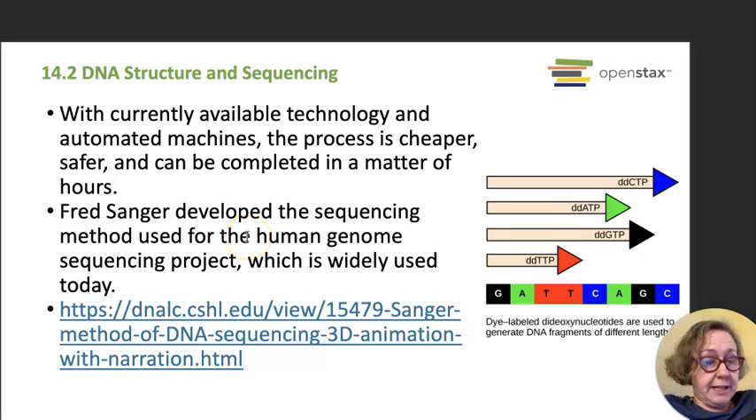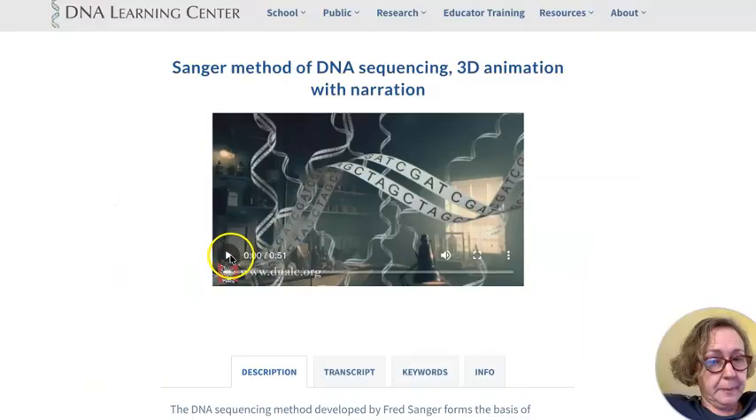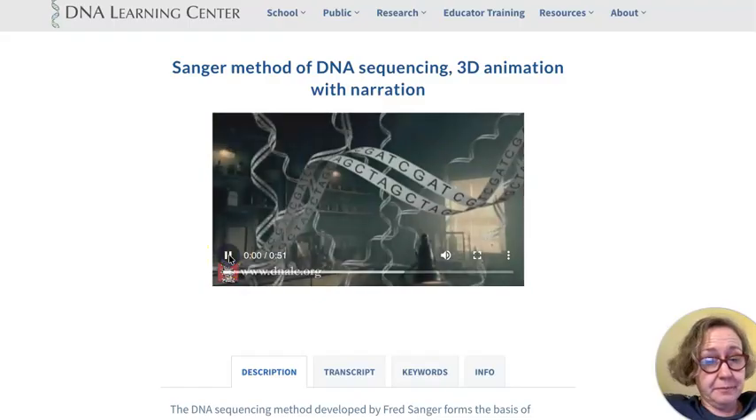With currently available technology and automated machines, the process is cheaper and safer and can be completed in a matter of hours. Fred Sanger actually developed the sequencing method, which was used for the Human Genome Sequencing Project, part of which was done at WashU here in St. Louis. Let me show you this video. Okay, here is the video.